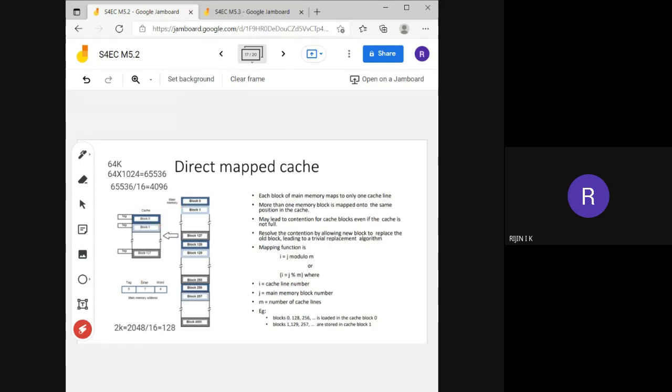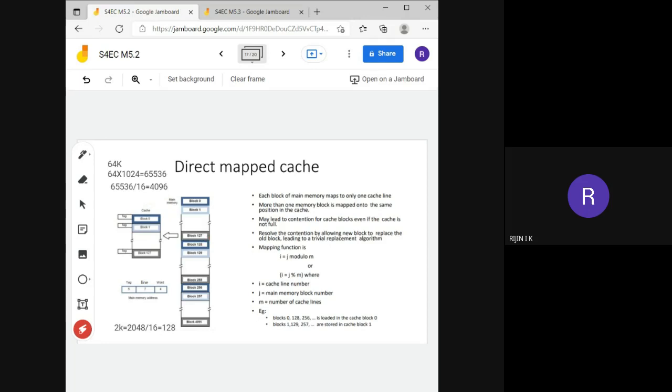At a time, cache block 0 is present here. Then if the processor requests 128, we cannot accommodate it anywhere else, it can only be accommodated here. So we have to replace block 0, and for that replacement we can use different replacement algorithms. Then we move block 128 here. So this is the direct mapping technique.